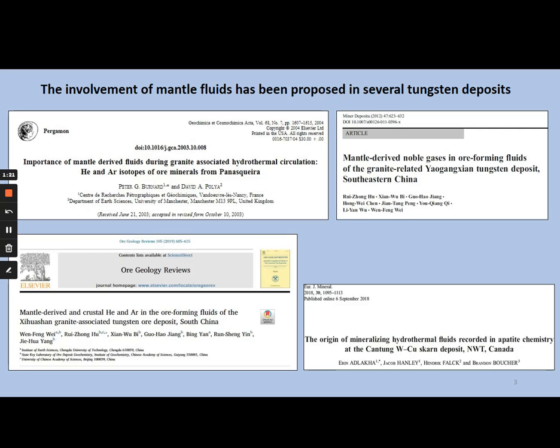So tungsten is commonly associated with crust-derived felsic magmas, so usually granitic magmas related with major orogenies. However, the involvement of mantle-derived fluids, so mafic in composition, has also been proposed in several tungsten deposits, for example in Iberia, in China, and even in Canada. And that was based on studies using different methods like noble gases, radiogenic isotopes, melt inclusions, whole rock compositions, etc.